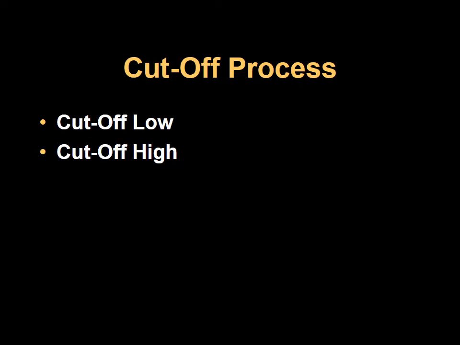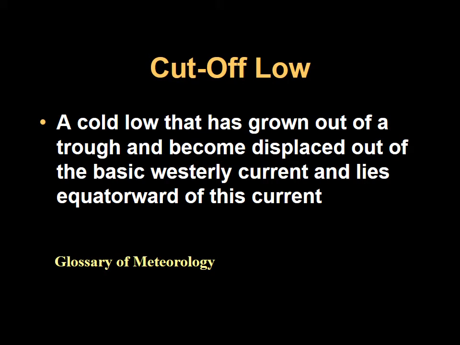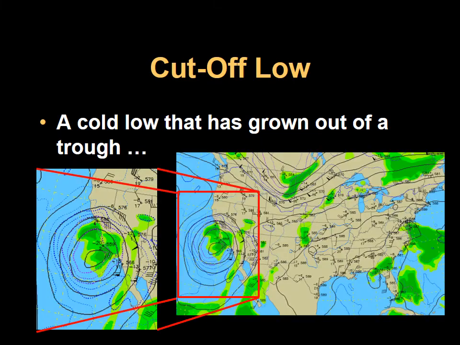First, let's take a look at the cutoff low, and then we'll look at the cutoff high. The cutoff low, by definition, once again from the glossary of meteorology, is a cold low that's grown out of a trough. It comes out of a trough, and it's displaced out of the basic westerly current, and it's equatorward of that westerly current. So that is a pretty detailed definition. We're going to go step by step through that and look at some pictures and some weather maps.